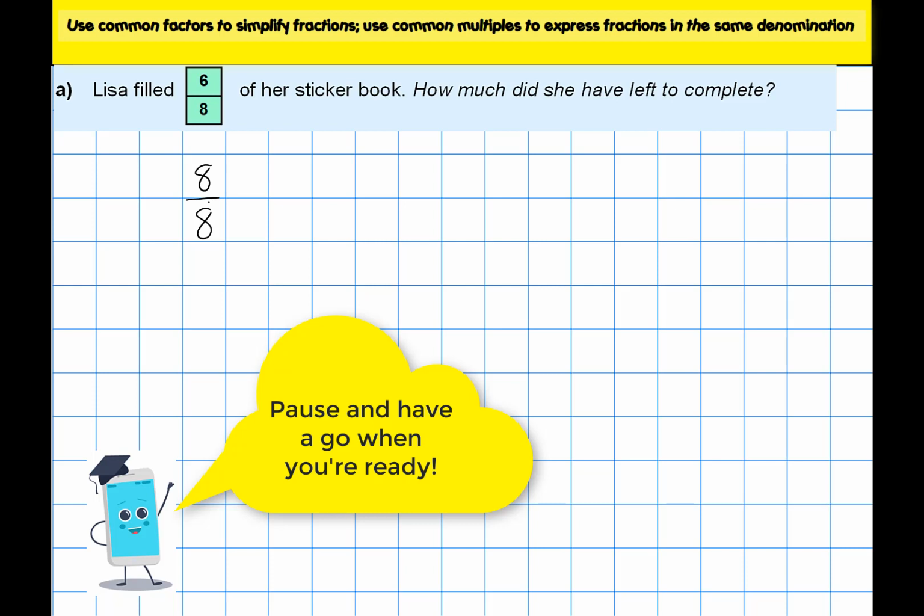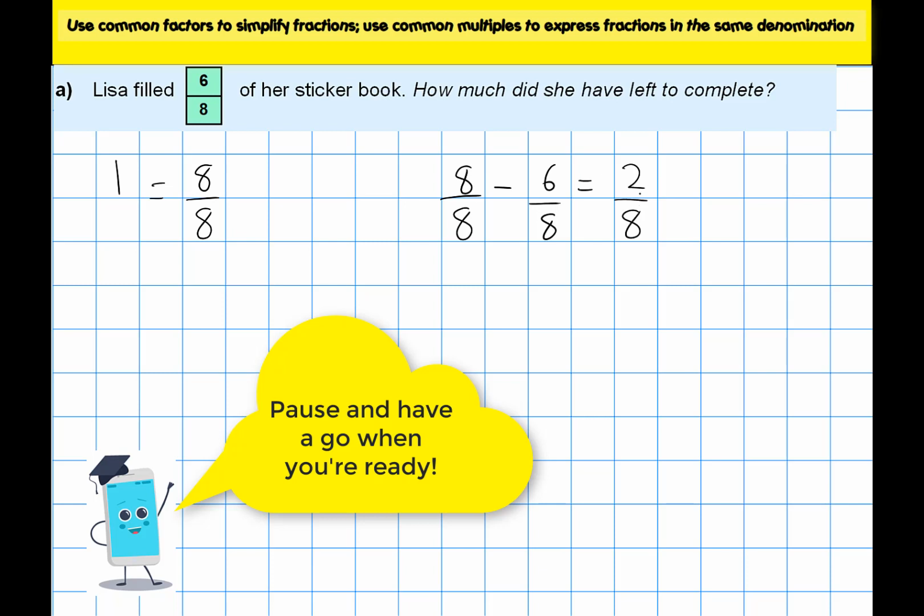Okay, when the numerator and the denominator are the same number, that is equal to 1. Okay, so I'm going to write here 1 whole. The whole sticker book would be 8/8. Lisa has filled up 6/8. Okay, so I need to do 8/8 minus 6/8 because this is telling me what the difference is. What's the difference between 8/8 and 6/8? I can subtract these because they have the same denominator. So 8/8, take away 6/8.